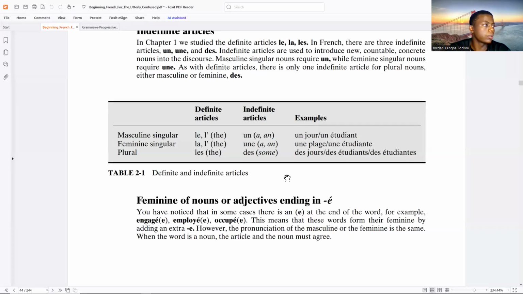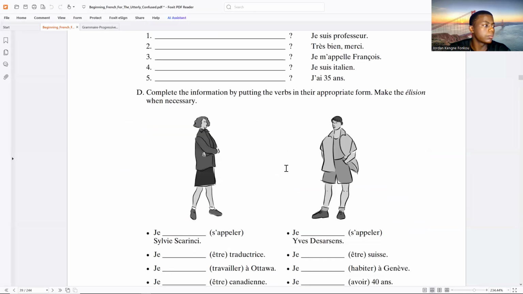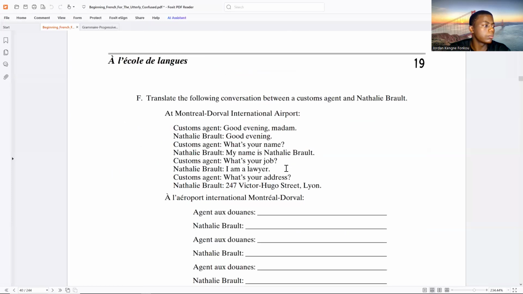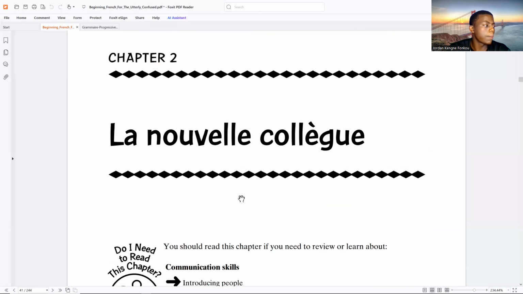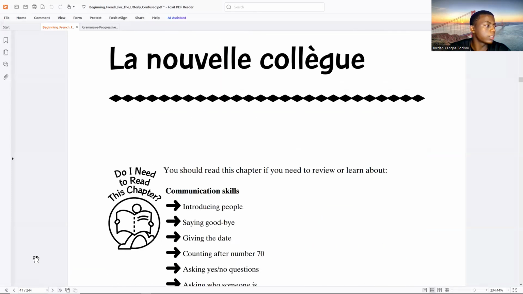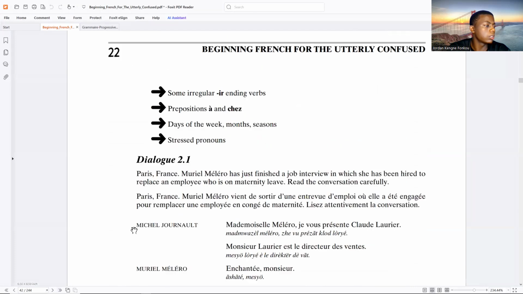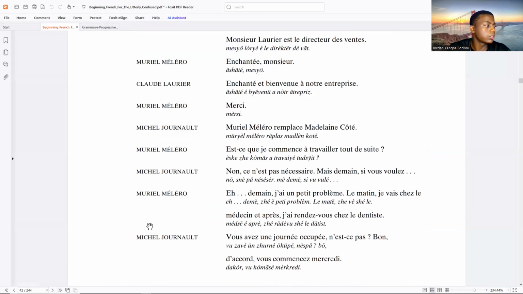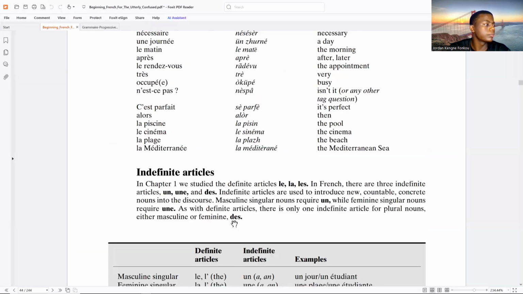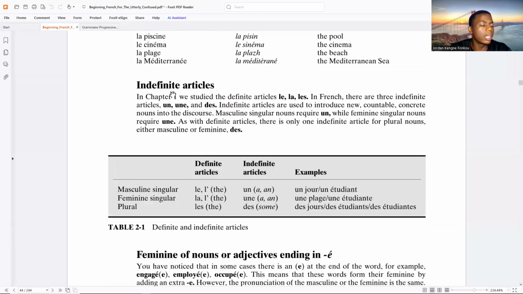Okay, so here we go. Just give me a second. Page, yeah. Here we have the indefinite articles.